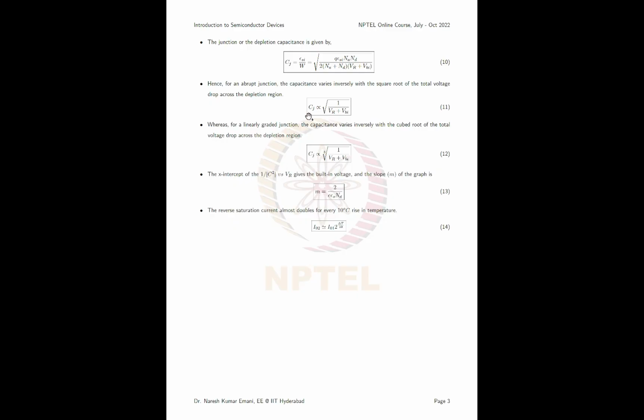So if you plot, for an abrupt junction, 1 by C square versus VR, you will get a slope which will be 2 upon e epsilon ND. This ND is for a one-sided junction where NA is much greater than ND. And if you extrapolate it, you can calculate your VBI.